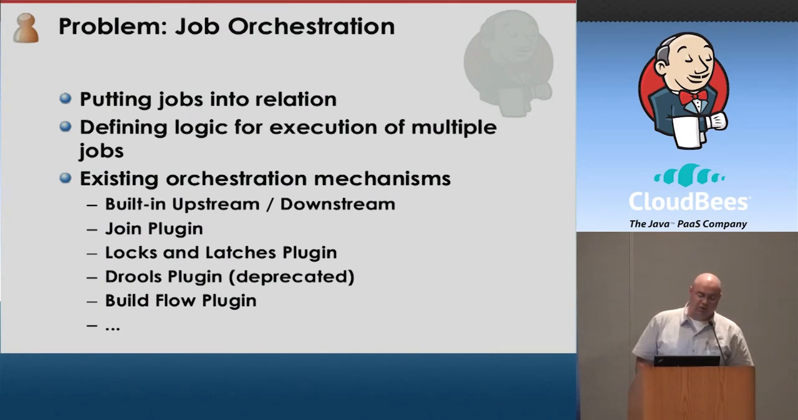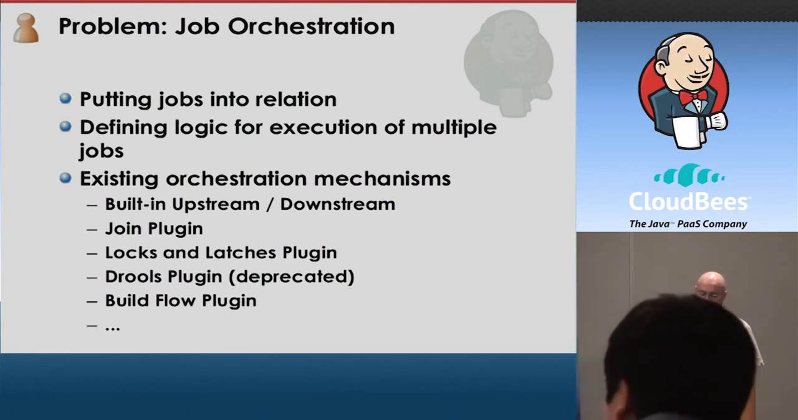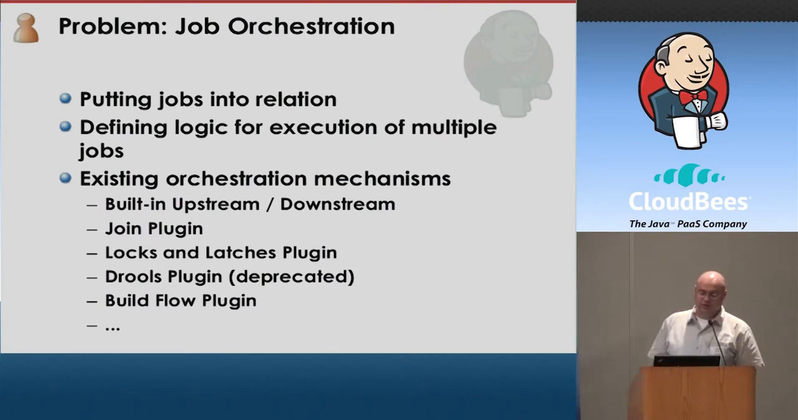So what's the problem we are trying to solve here? The problem is job orchestration. We've heard earlier that there are many attempts to solve this problem. The basic idea behind job orchestration is you have a bunch of jobs and you want to put them into some relation. You want to have some logic behind how they execute.